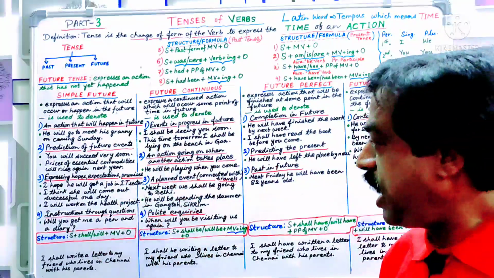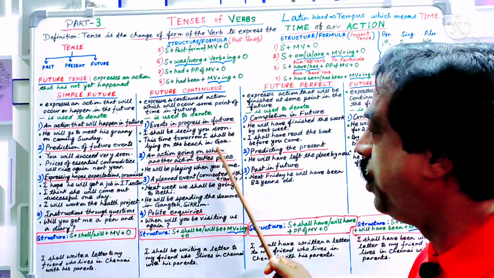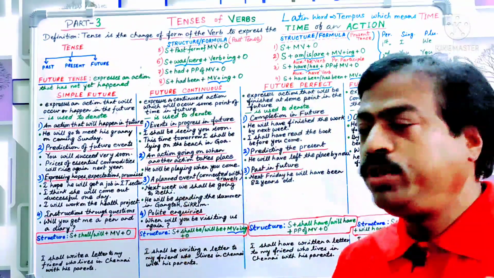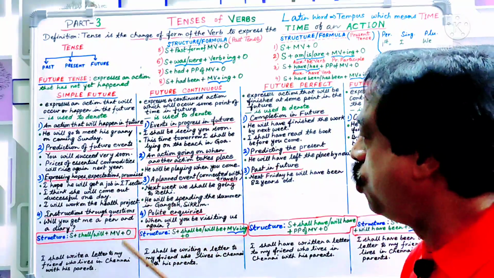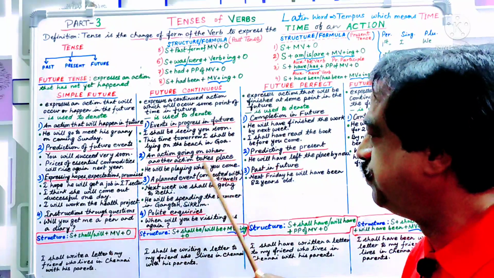A very good example can be, he will be playing when you come. So you see, an action already going on, he will be playing, and another action that is going to take place is when you come. So there are two actions simultaneously going to take place.